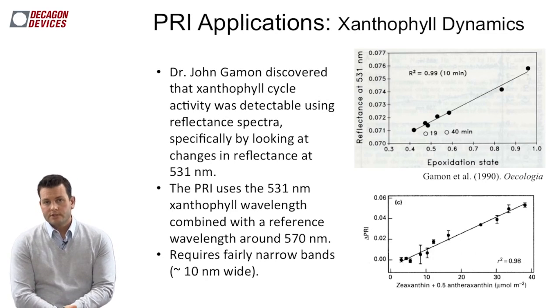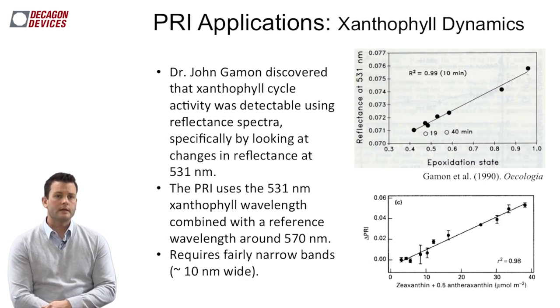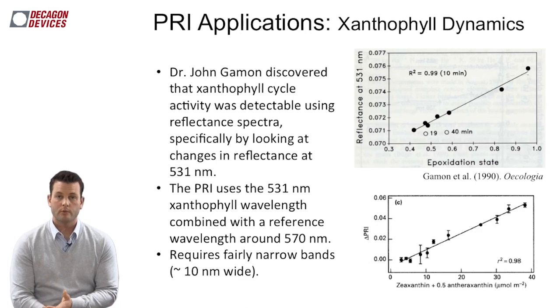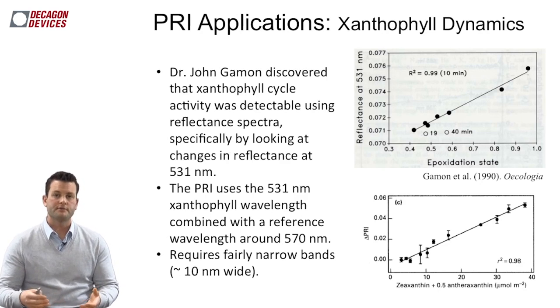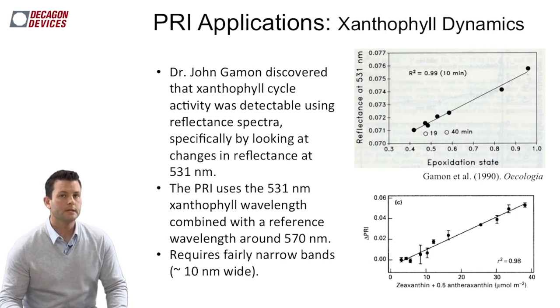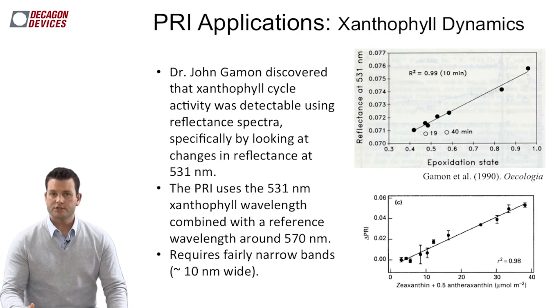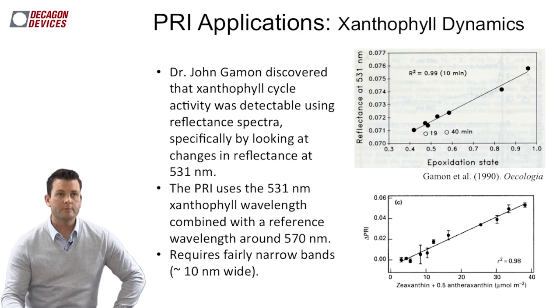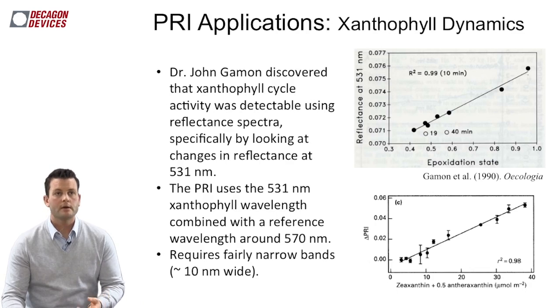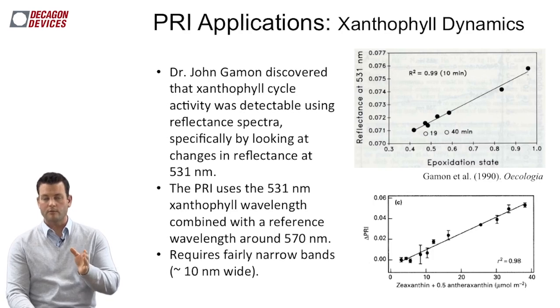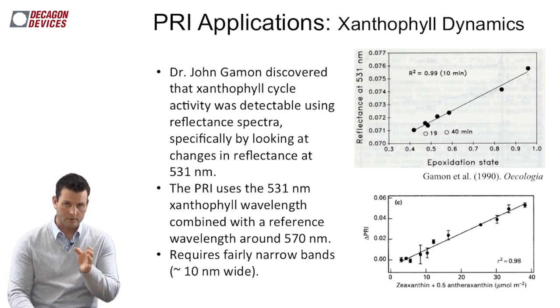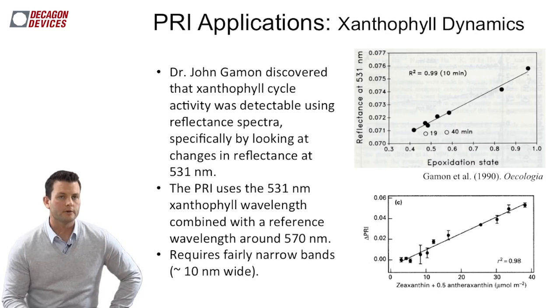Okay, so then naturally, since I told you a few slides ago that the PRI was designed to estimate light use efficiency through xanthophyll dynamics, one way to use the PRI would be to capture those temporal dynamics in light use efficiency through the xanthophyll cycle activity. So the use of the PRI began when Dr. John Gammon discovered that the xanthophyll cycle activity was detectable using reflectance spectra, and specifically he found that the reflectance at 531 nanometers was most sensitive to changes in xanthophyll.